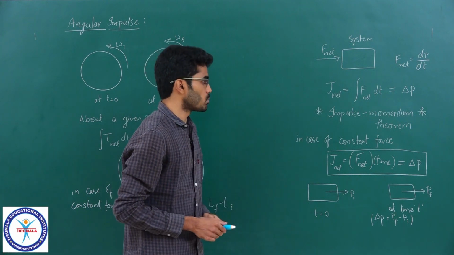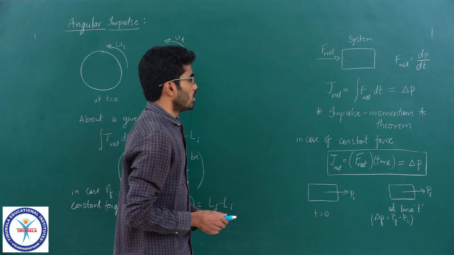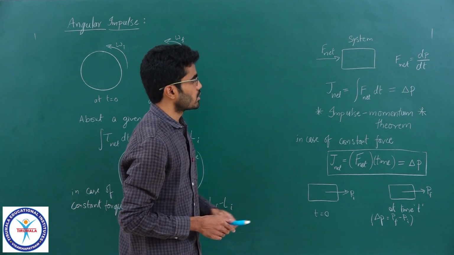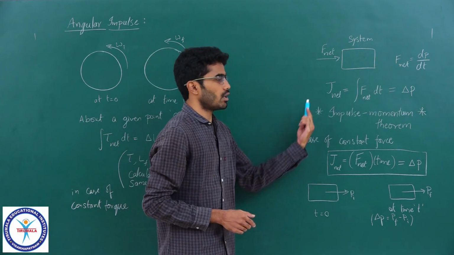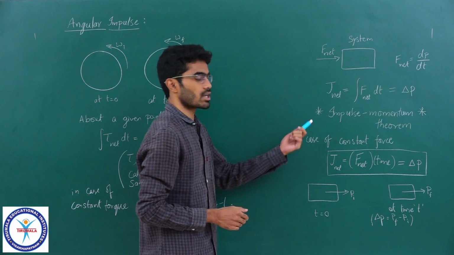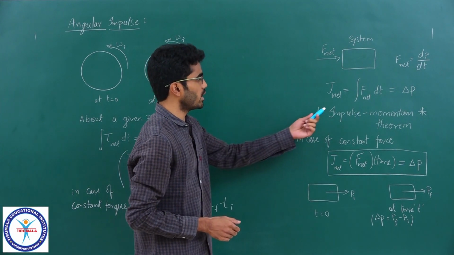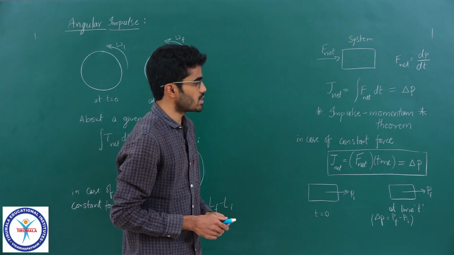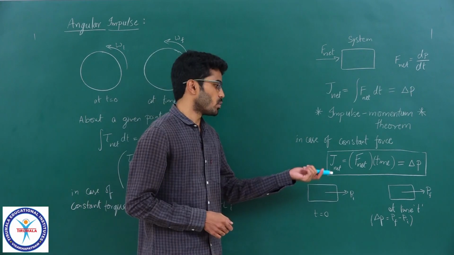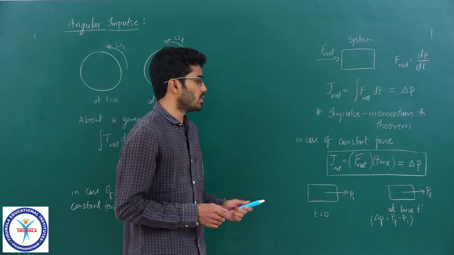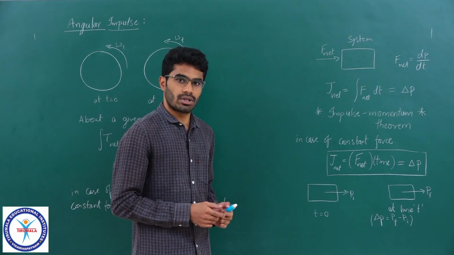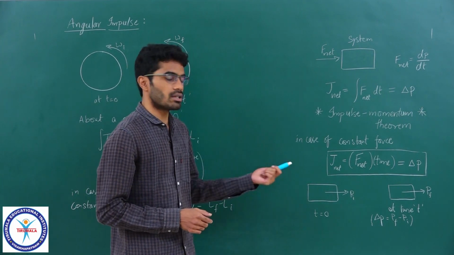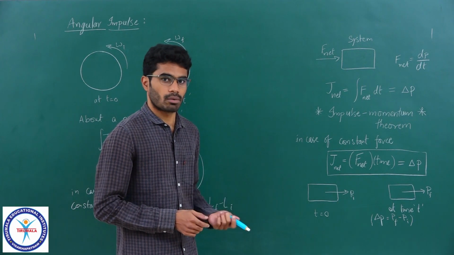This is the impulse-momentum theorem we know, but in the case of constant forces, you can take the net force outside of the integral because it is a constant. In that case you will get F net into time equals the change in momentum of the object. So, it says that the linear impulse delivered to the object is equal to the change in momentum of the same object.